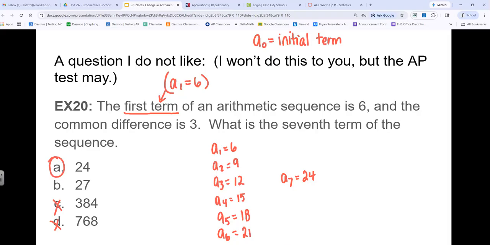However, if you let a sub 0 equal 6, you're going to get 27 for this, so I find it a little difficult. You could shortcut it, right? If you want to know a sub 7, you could start with the term you know, which is 6, and then you've got to add 3. And you have to think about how many times: 7 minus 1, because you're starting at the first term and you're trying to get to the 7th term. So 6 plus 3 times 6 is 6 plus 18, which also gives you 24. All right, so you've got options on how you want to deal with that.